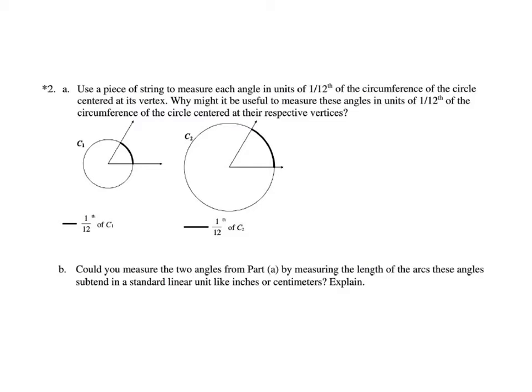Go through the process of measuring the angles with a piece of string that is 1/12 of the circumference of the circles C1 and C2 in the problem, as part A asks you to do. Actually doing this process with a piece of string will help you understand how to answer parts A and B for this problem.